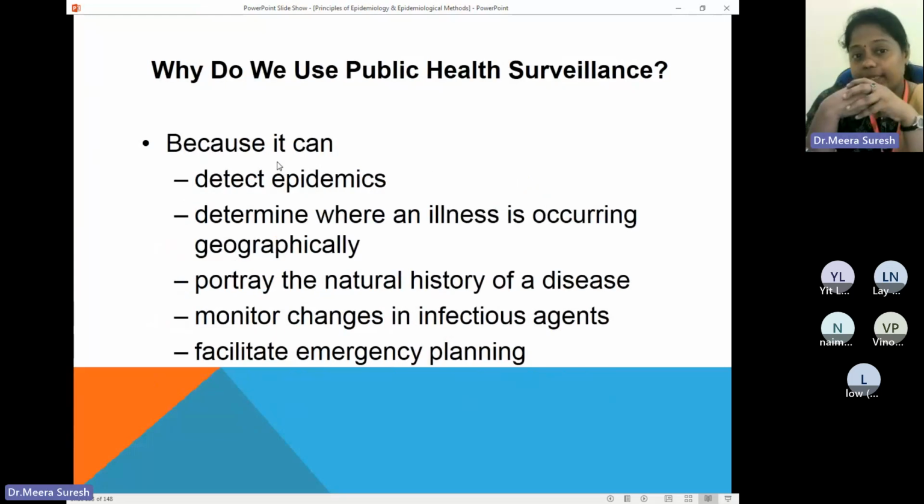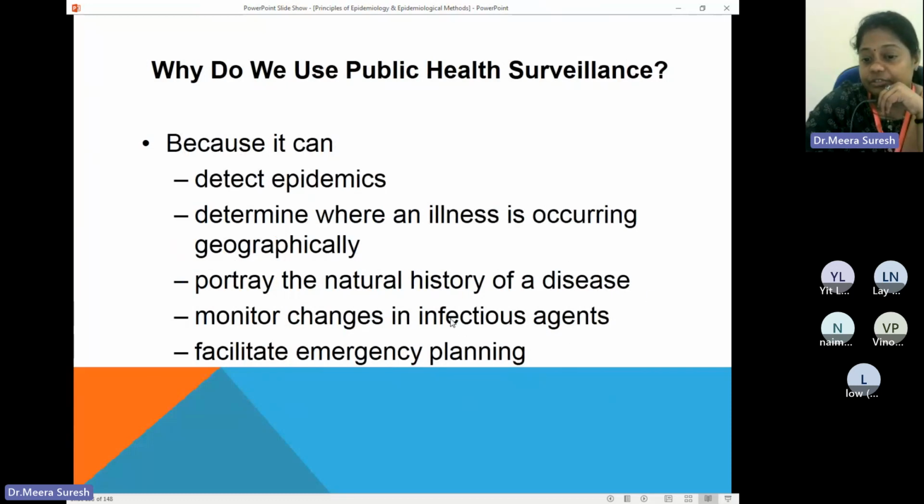And why do we use public health surveillance? Because we need to know whether a disease is increasing or decreasing in a population, to understand whether it is going towards an epidemic, to understand whether an illness is occurring geographically. We see a particular disease is happening only in a particular population. So is there a geographical connection? Also, to portray the natural history of the disease, the pre-pathogenesis and the pathogenic phase, how it is developing.